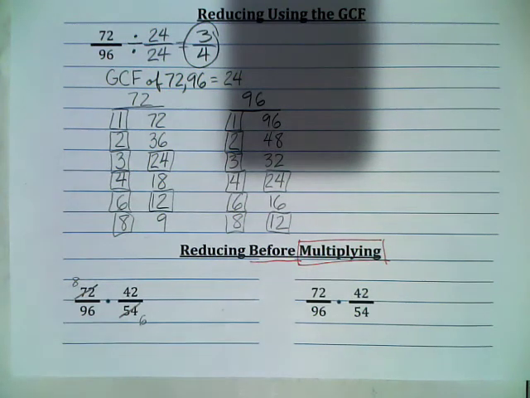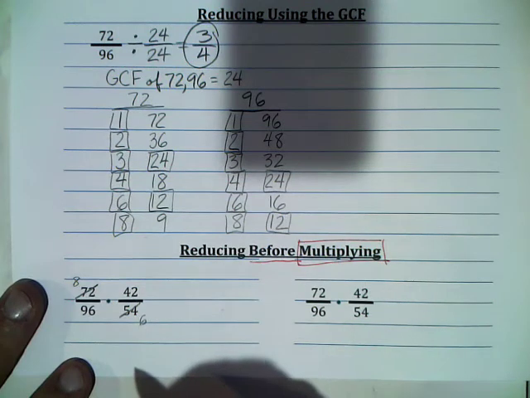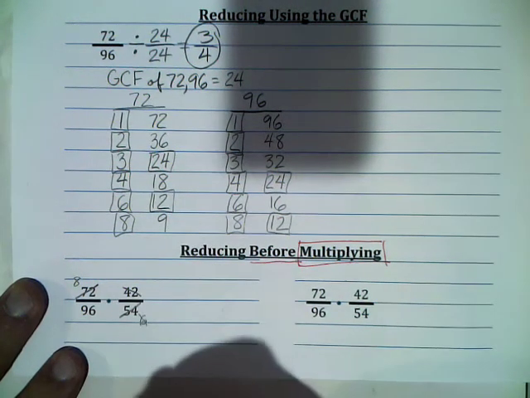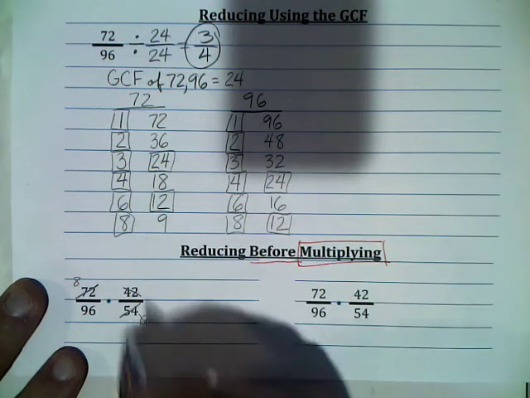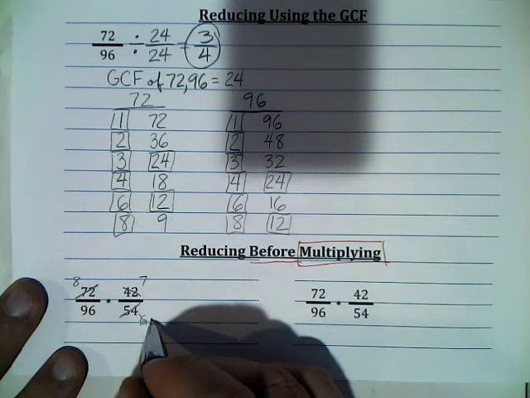Now from here, ladies and gentlemen, as long as it's a numerator with a denominator, you can reduce. So I know that 42 and 6 can both be divided by 6. So I'm going to divide this 42 and this 6 both by 6. 42 divided by 6 is 7. 6 divided by 6 is 1.